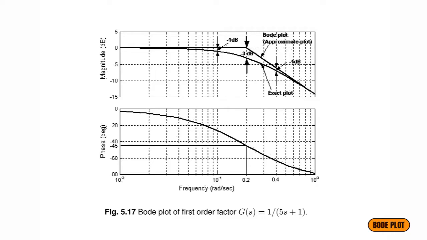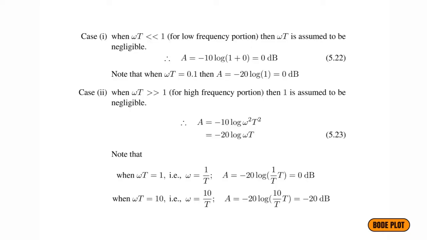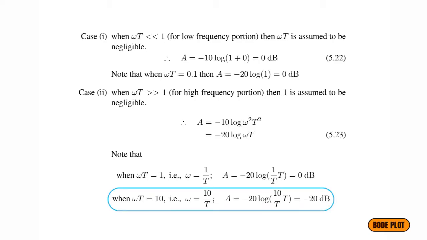After that, it is decreasing at the rate of minus 20 dB. Here we are considering omega tau only. Let us substitute omega equal to 1 by tau. If we substitute 1 by tau, it becomes 1. So, minus 20 log 1, that is 0 dB. If we substitute omega equal to 10 by tau, tau getting cancelled, minus 20 log 10, that is minus 20 dB.